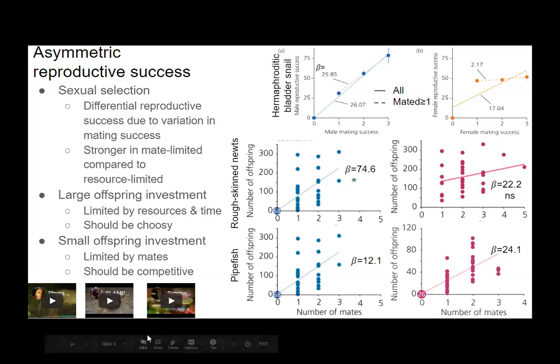So in this case, for the snails, which is the top two panels, we have the male mating success on the x-axis for the first, the female mating success on the second x-axis, and then on the y-axis, reproductive success of the male on the left and the female on the right. And what we see is that as the number of matings increases for the males, you get a strong correlation with reproductive success, so that as you continue to increase the number of mates, your fitness increases. And this was a significantly positive relationship.